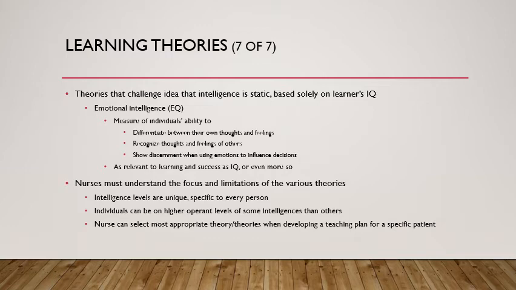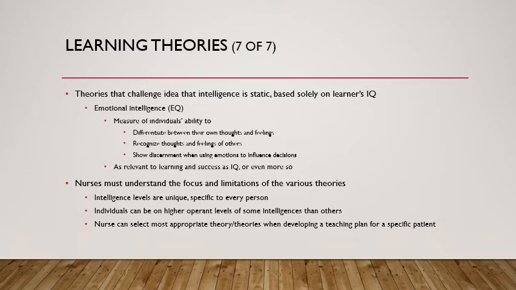Intelligence levels are unique and specific to every person. Individuals can be on a higher operant level of some intelligences than others, and nurses can select the more appropriate theories when developing a teaching plan for a specific patient.